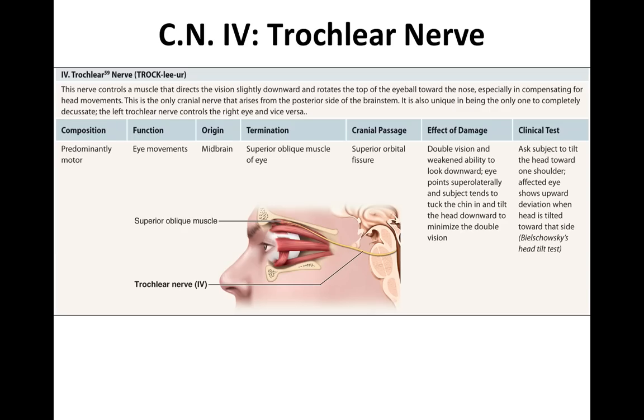We move on to cranial nerve number 4, the trochlear nerve. The trochlear nerve is the only one that's going to undergo complete decussation, which means this is one of the 2 nerves that we discuss as being contralateral in its activity.